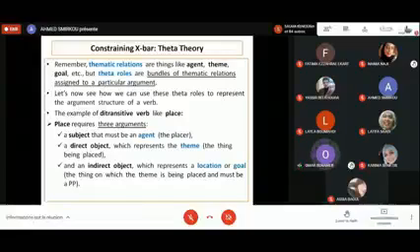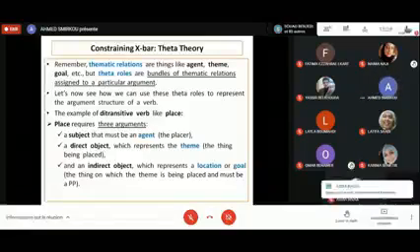Agent is the doer of the action. Yes, agent. So the verb sleep requires one argument, which is the subject, with one thematic relation, one theta role, which is the agent. Yes, another example.